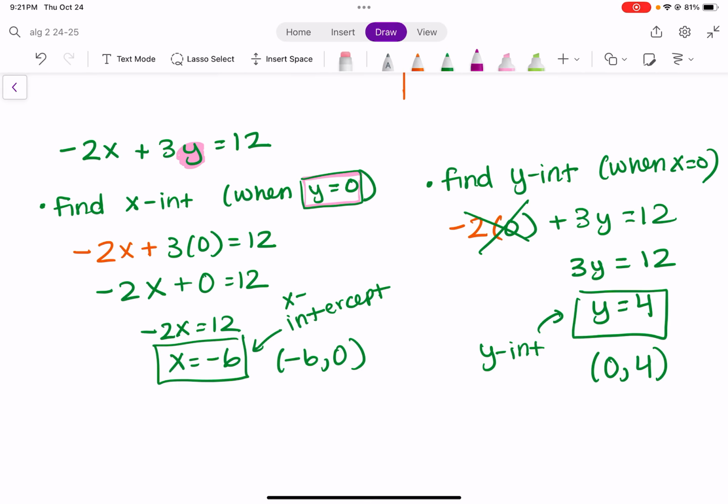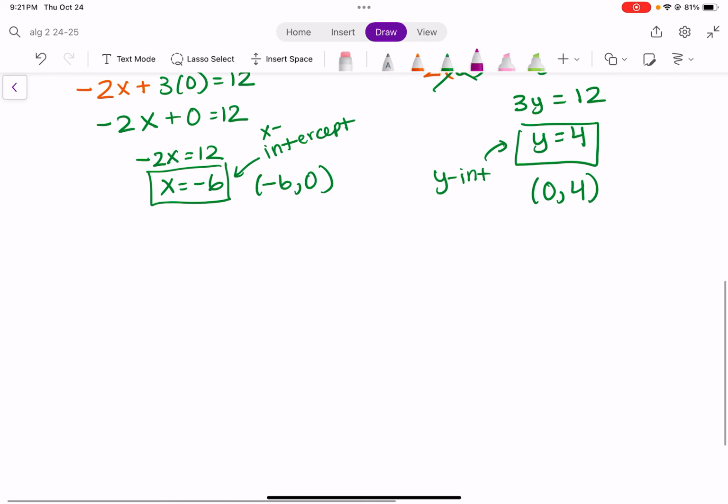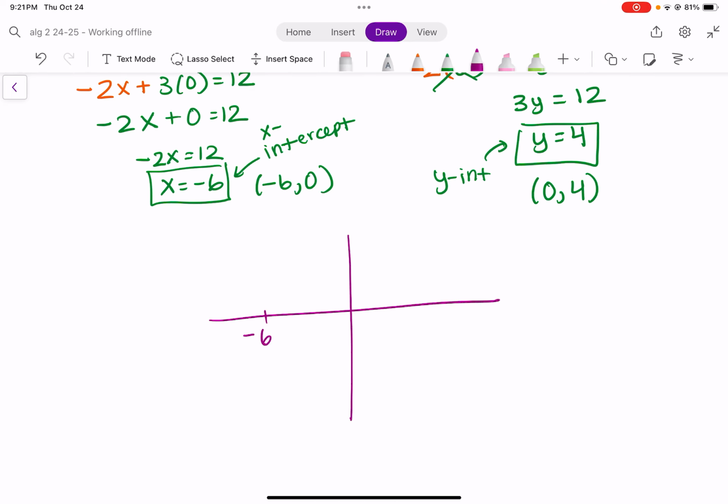Now, if we were given a graph, like let's say I have a graph here, and this was negative 6 and this was 4. I know that my x-intercept is here and my y-intercept is here, so I know my line is going to look like this. It's actually really easy to graph lines because you're given 2 points. Okay, so that's standard form.